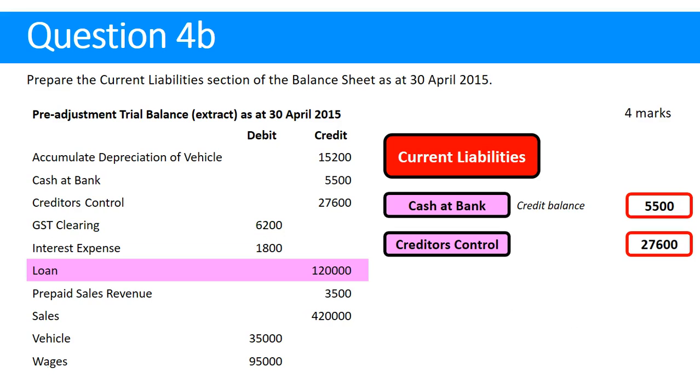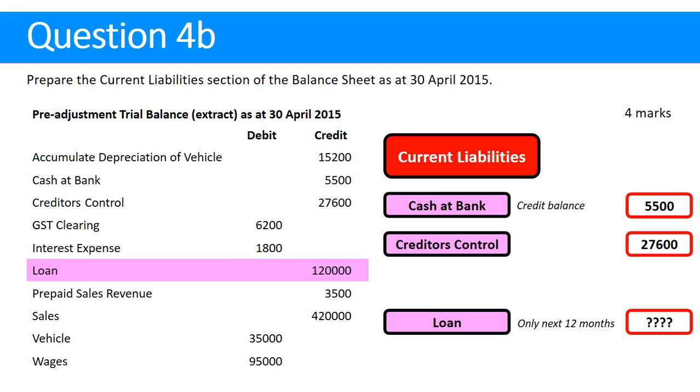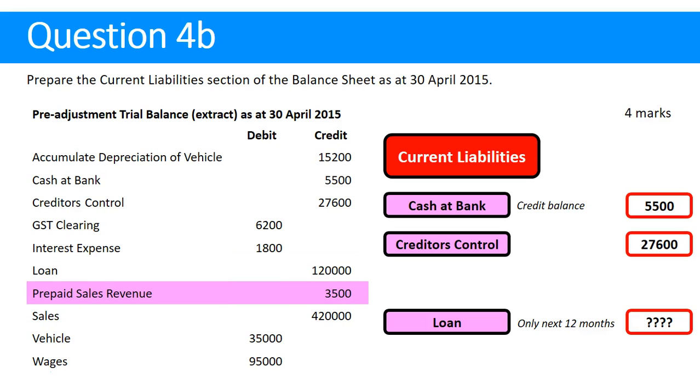Going down, we have the loan. The issue here is we're only going to do the next 12 months, and we've got a figure of 120,000, so we don't actually know the number that we need. We also have prepaid sales revenue, which is a liability, so that should go in. And the only other credit we have is to sales, which is a revenue account. So that seems to be our complete list.